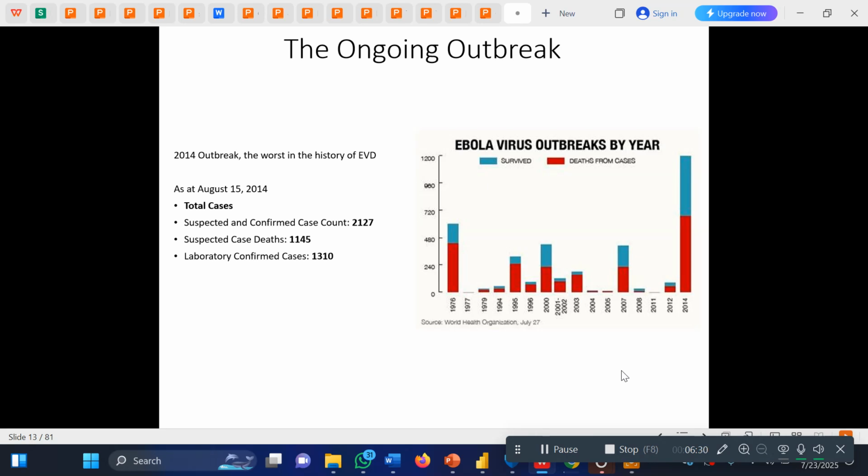For the ongoing outbreak, as of August 15, 2014, the total cases, which includes suspected and confirmed case counts, was about 2,127. Suspected cases were about 1,145. Laboratory confirmed cases were about 1,310.